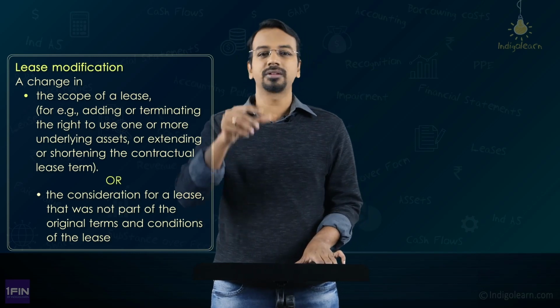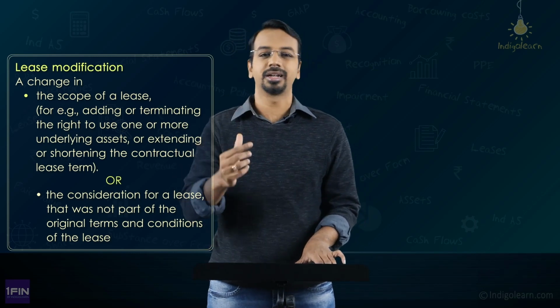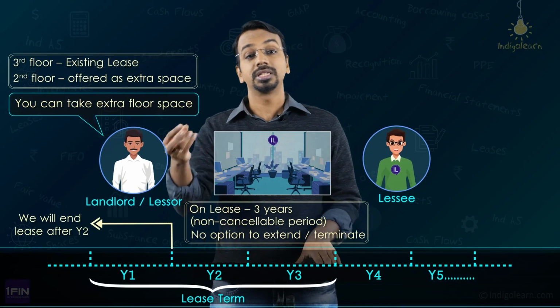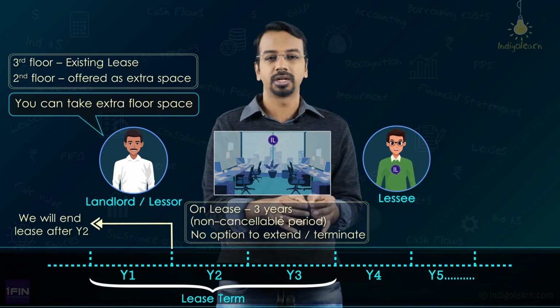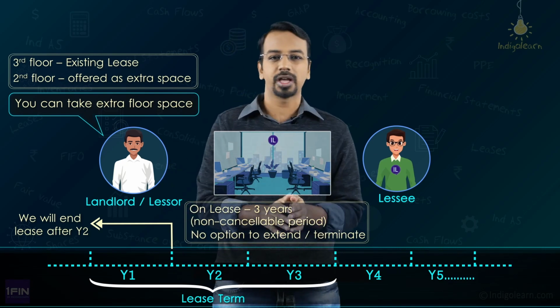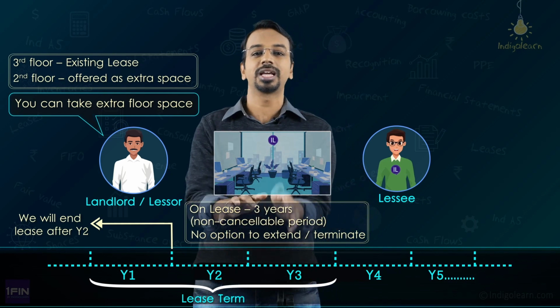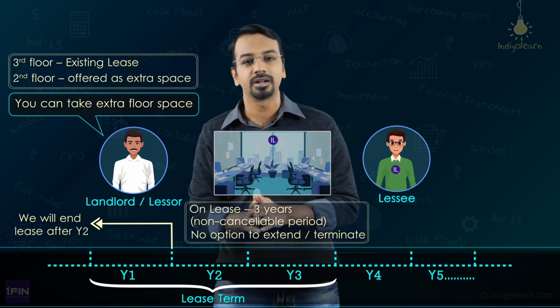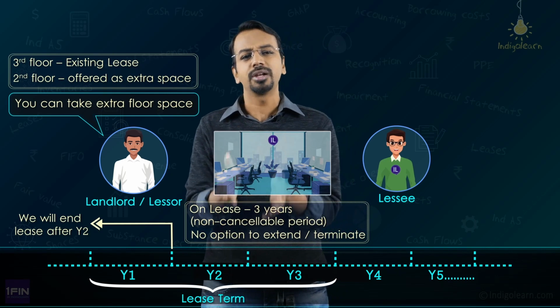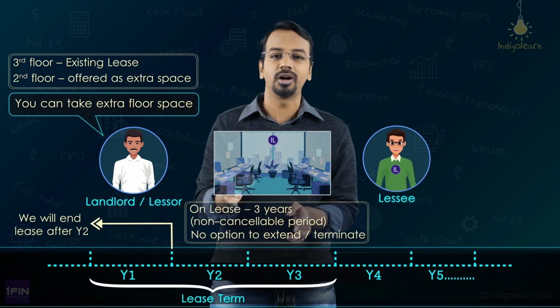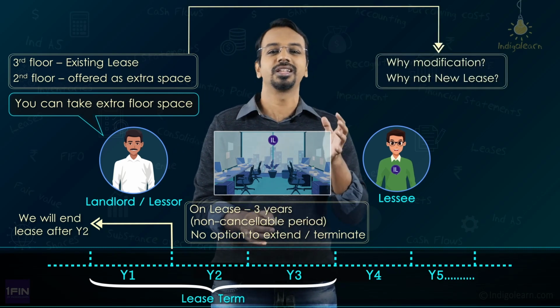Now, let us take one part of the example that I gave you and extend our discussion further. I told you that the landlord offered us the second floor for lease. Okay. Now, when the landlord is offering me a second floor for lease, is that not a separately identifiable asset? Yes, that is a separately identifiable asset. Can I determine the rental for that place separately? Yes, I can. Then, should I not be accounting for that as a new lease contract? Why should I call it a modification of an existing lease contract?